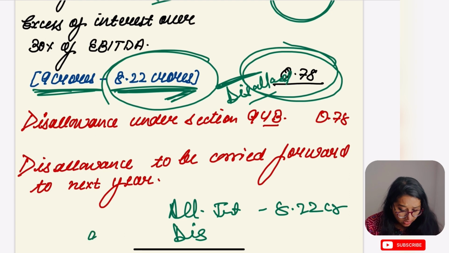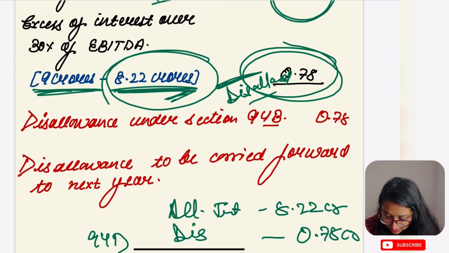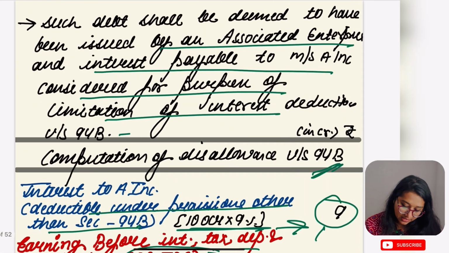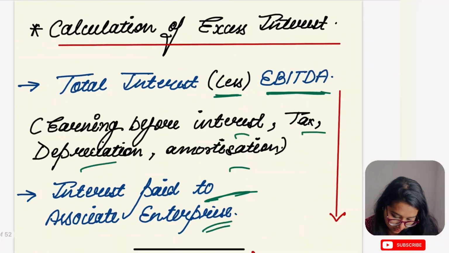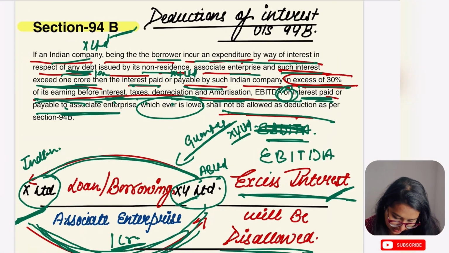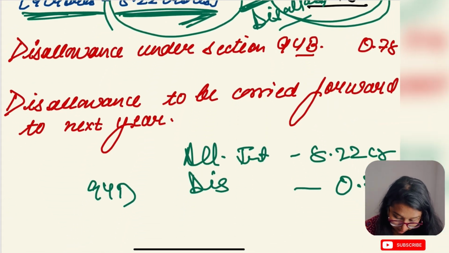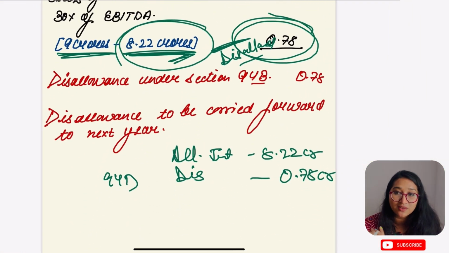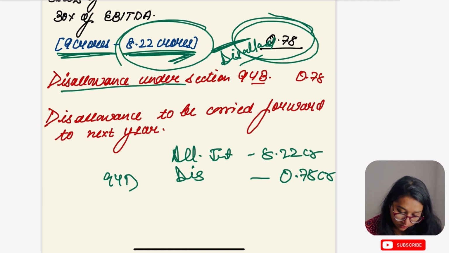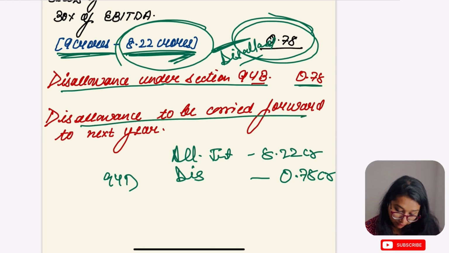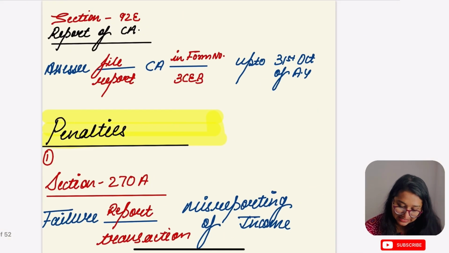What about the amount disallowed under section 94B? That would be 0.78 crore rupees. Is this part clear, guys? This was one of the important topics, and a question is definitely going to come from this part. Let's read it again. Disallowed under section 94B is going to be 0.78. The disallowance is to be carried forward to next year, for a maximum of 8 years. Is it clear? Yes, this part is clear.